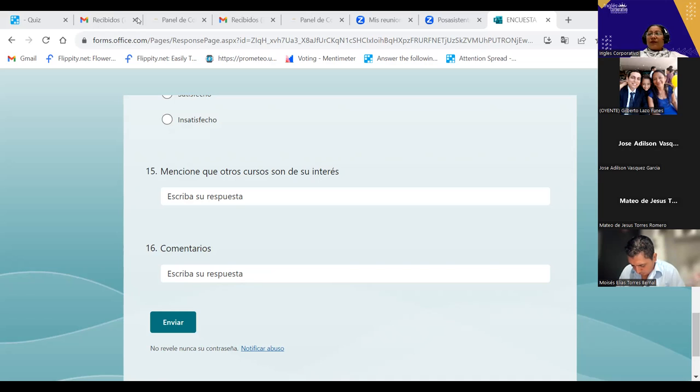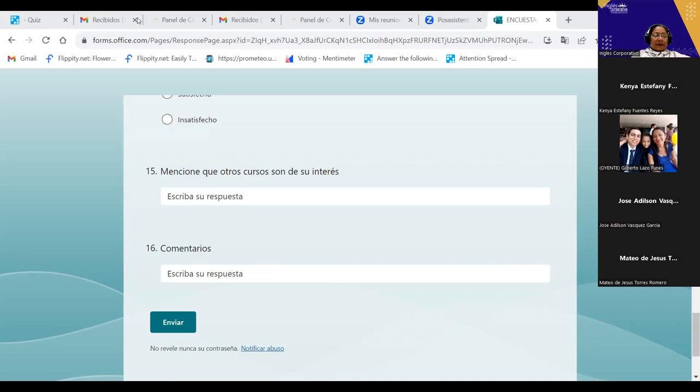Yo ya la mandé, perdón. Mateo, ¿al chat del WhatsApp? Sí, teacher, ahí dice Mateo. Sí, yo la mandé. Sí, al chat. Okay, ahorita estoy revisando. Ahí está Mateo, sí. Okay. Jessica también ya. Ok, entonces solamente faltarían tres: Eric, Gilberto y José Revelo. Espero que sí lo logren hacer. Bueno, vamos a estar pendientes para que ustedes la puedan enviar.